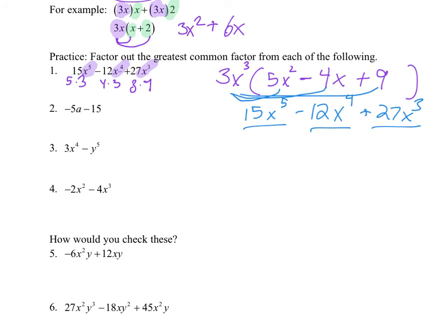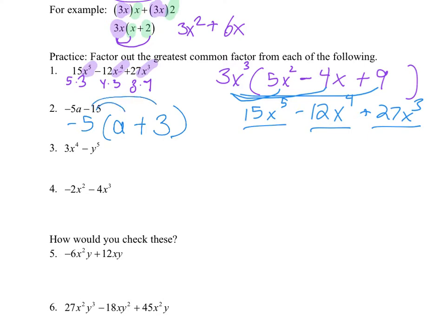Negative 5a minus 15. Well, notice both of them are negative, so I can factor out a negative. They both have a 5, but they do not both have a's. So I'm left with an a. Now this is a plus because I pulled out the negative. 15 is 5 times 3, so the 3 is what's left behind. And sure enough, I'd have minus 5a minus 15 when I distributed this in.